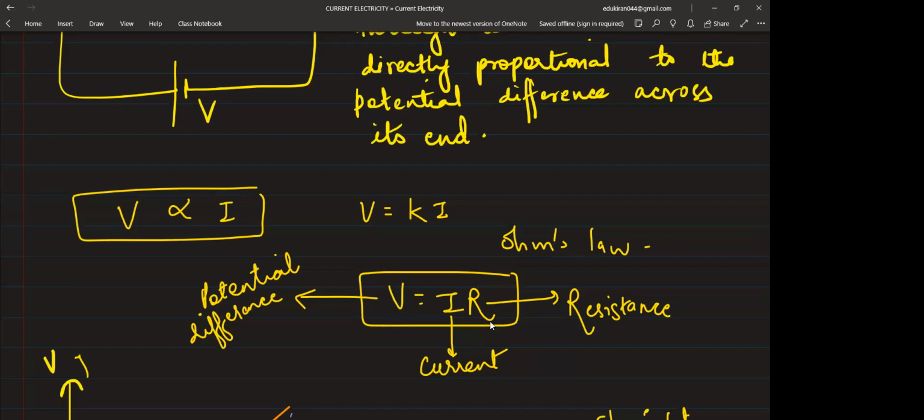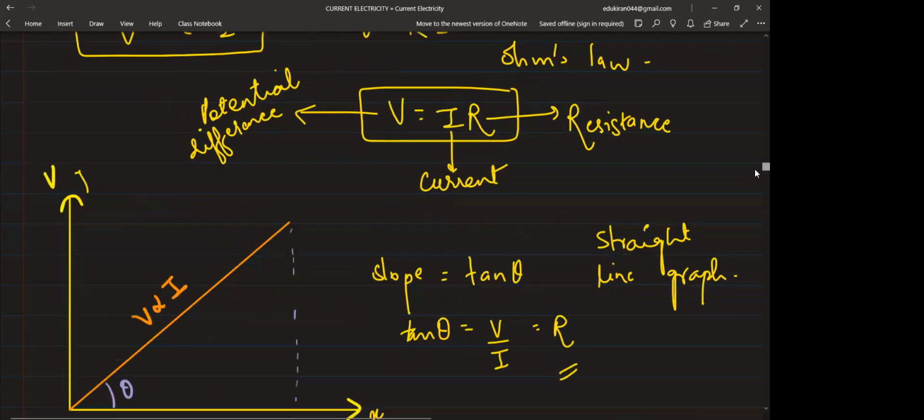Now, we have studied about resistance. Resistance is basically the opposition in the movement. When electrons are moving, not protons, protons do not move, they will feel a little opposition in the movement. They'll feel a little opposition in the movement. That is what resistance is.